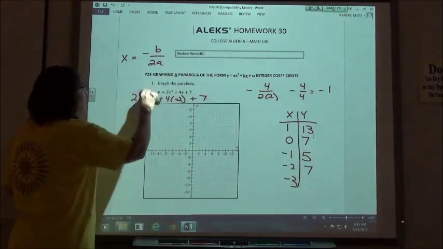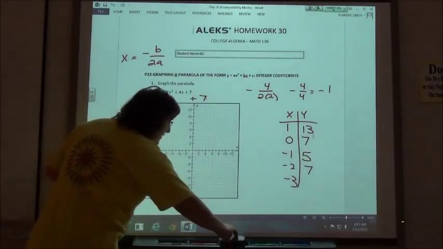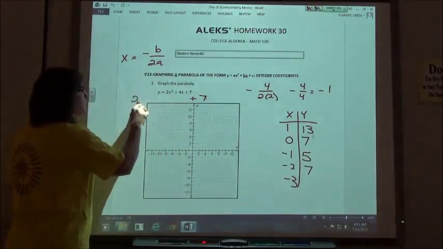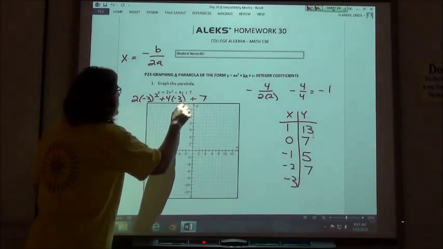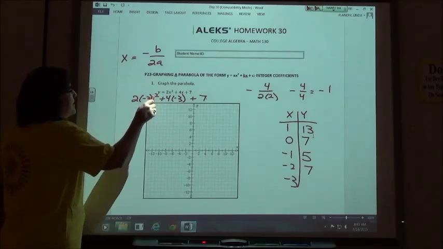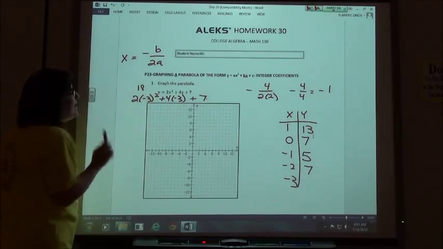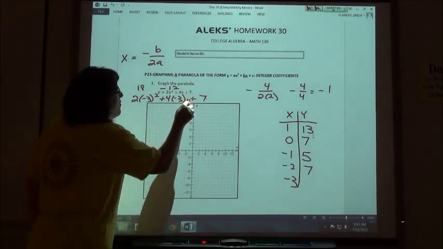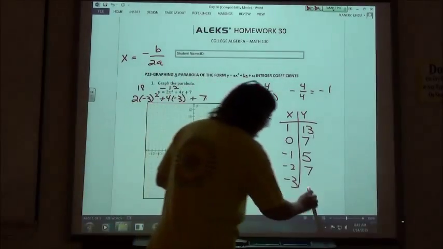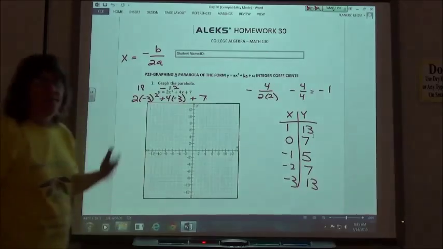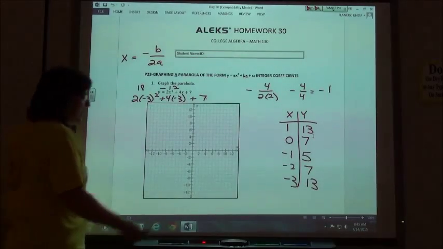And then I've got to do my negative 3. 2 times negative 3 squared plus 4 times negative 3. Negative 3 squared is 9. 9 times 2 is 18. Minus 12 plus 7. 18 minus 12 is 6, and 6 plus 7, 13. I now have my 5 points that I can go ahead and plot.